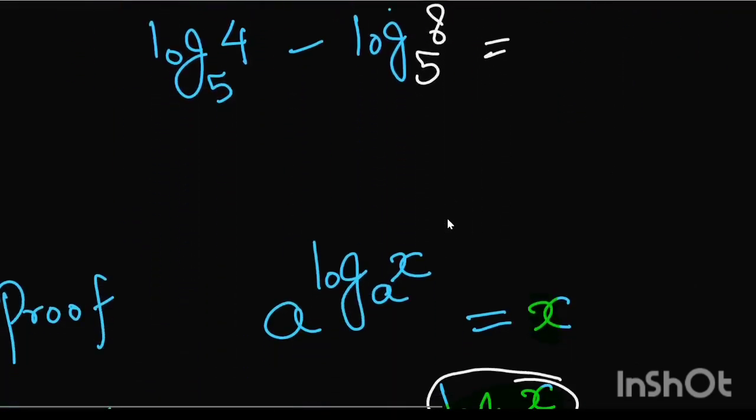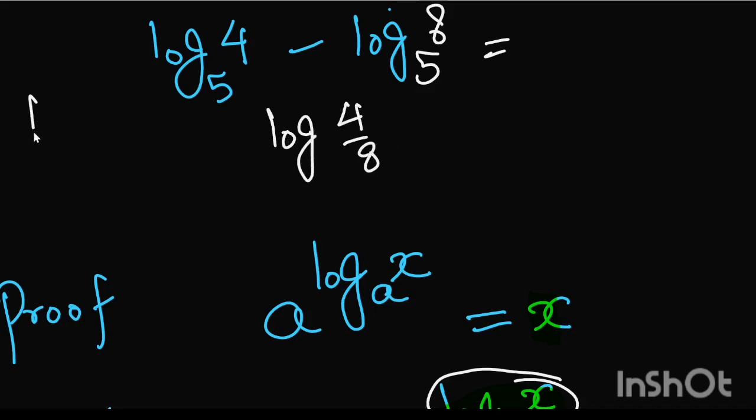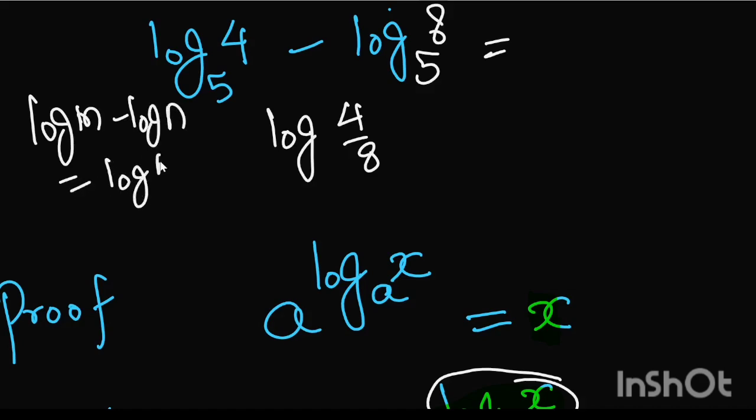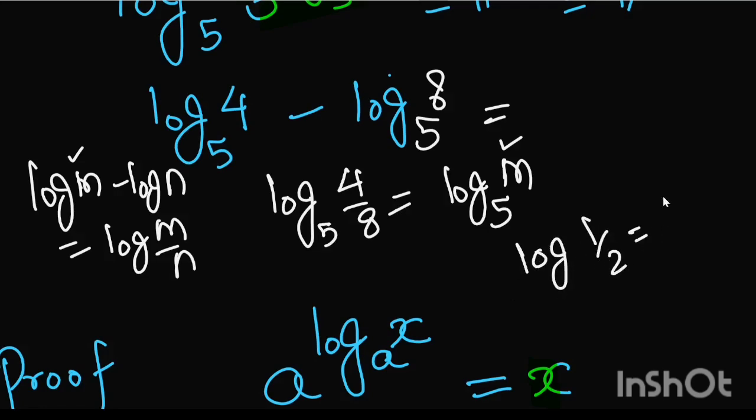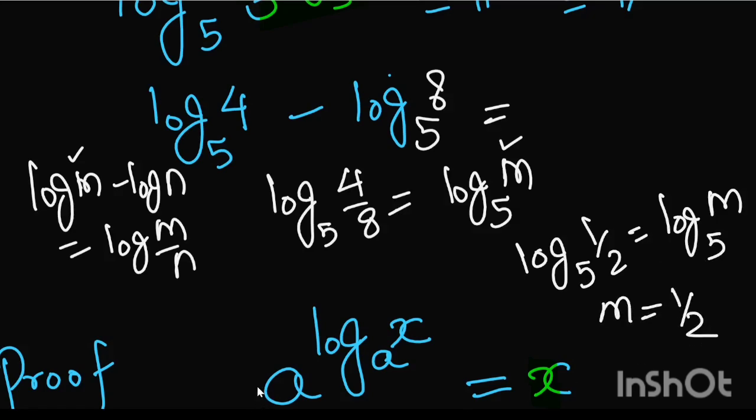Okay, so using log m minus log n, which is equal to what? Log m minus log n is log m by n. So log 4 by 8 is log m. This m is different, this m is different. So log m base 5. So log half is equal to log m base 5. So m is what? M is half. So that way we can do.